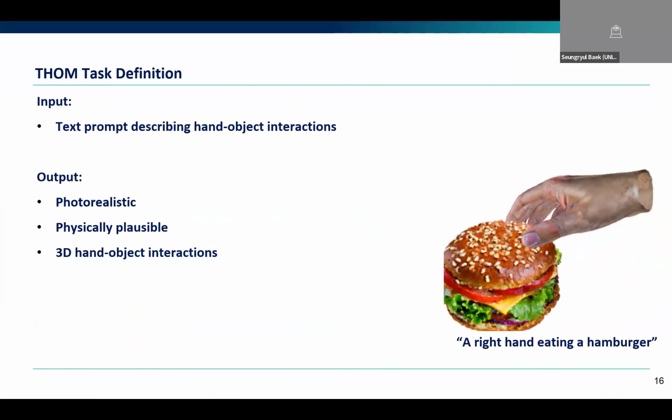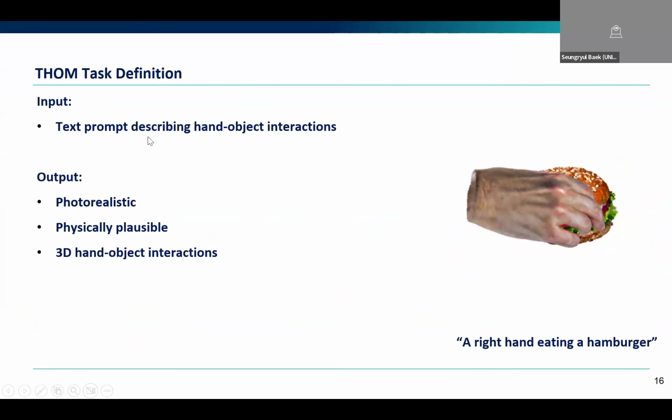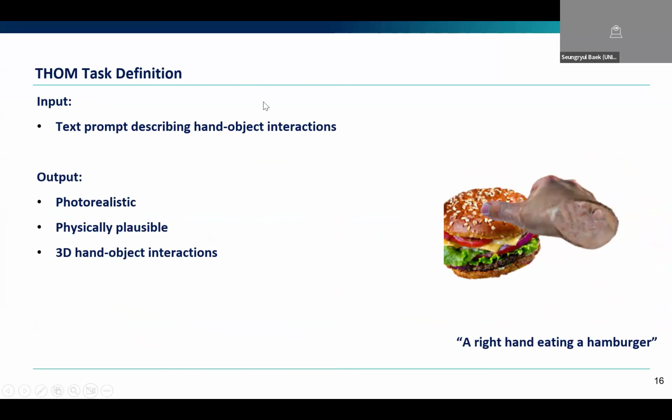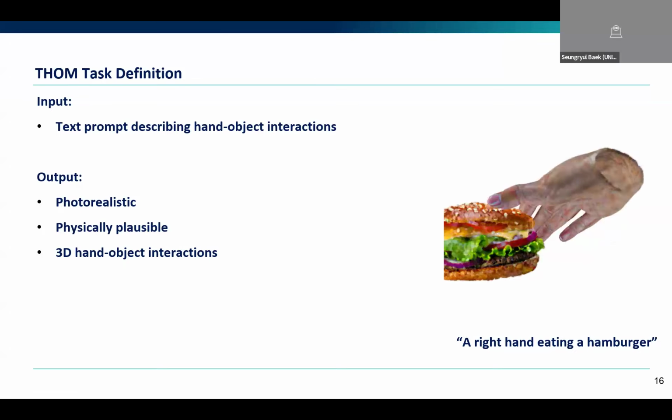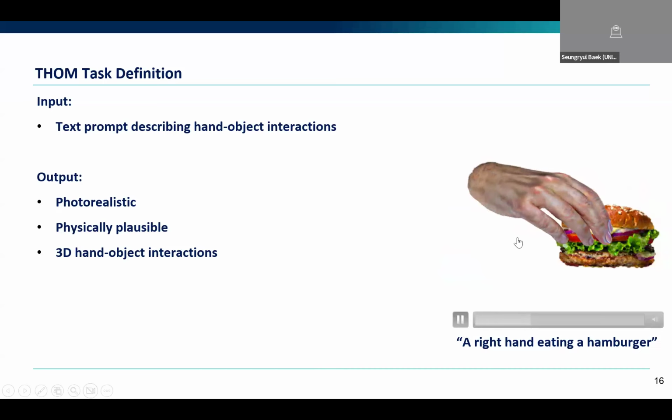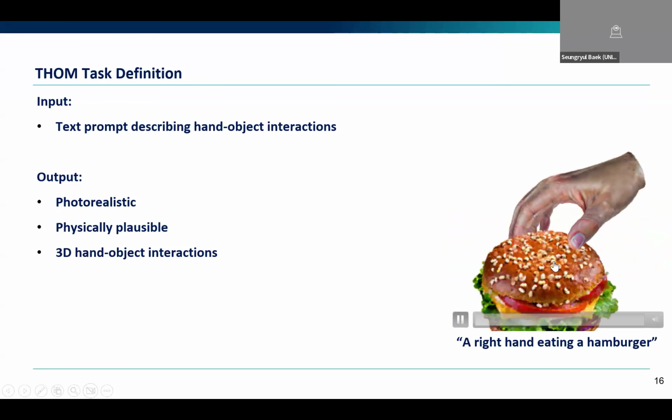In our task, the input is text which describes the hand-object interactions. We expect an output with the following features: photorealistic and physically plausible 3D hand-object interactions. So if we give a text prompt like "a right hand eating a hamburger," we expect a 3D representation of a right hand grabbing a hamburger.